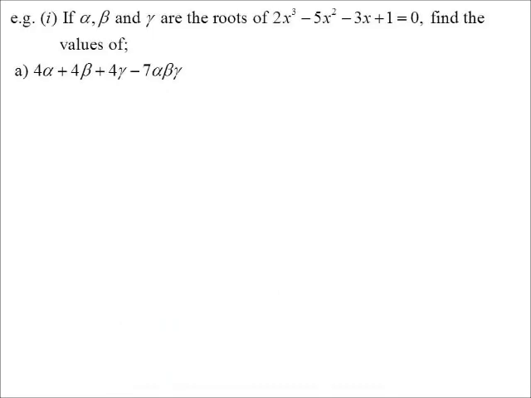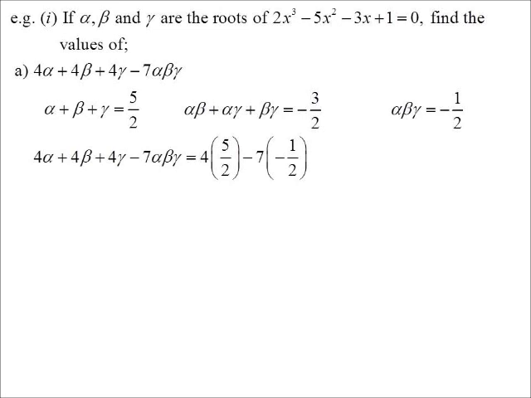Okay, let's have a look at some examples. So I've got a cubic, so we've got 3 roots, alpha, beta, and gamma. It's just a random question. Find the value of 4 alpha, 4 beta, 4 gamma minus 7 alpha beta gamma. So we can find the sum of the roots one at a time is 5 on 2. I don't really need 2 at a time for this question, but I'll find it anyway in case the next parts need it. So 2 at a time would be minus 3 on 2, and 3 at a time is minus 1 on 2. So for part A, I've got 4 lots of 5 on 2, minus 7 lots 3 at a time.